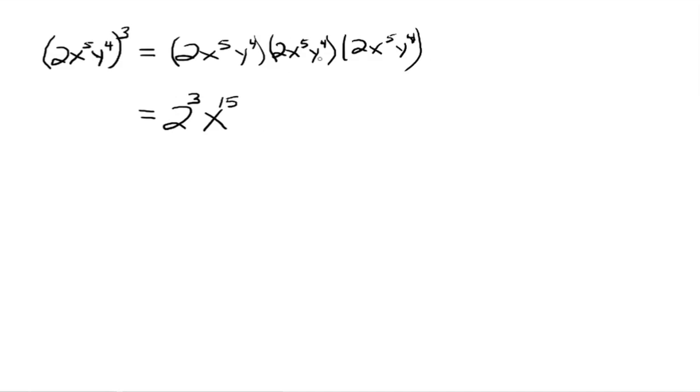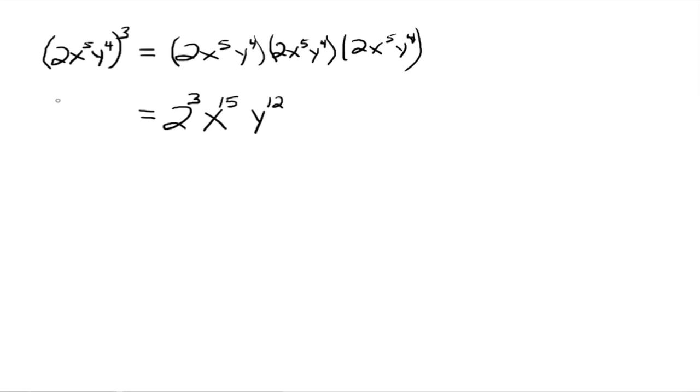Remember, because you're multiplying two things that have the same base, you keep the base and add the exponents. Same idea with the y's. y to the 4th times y to the 4th is y to the 8th, and y to the 8th times y to the 4th is y to the 12th. Everybody see that? And yes, 2 to the 3rd is equal to 8, but I want to leave it looking like this for the moment just to get something across.